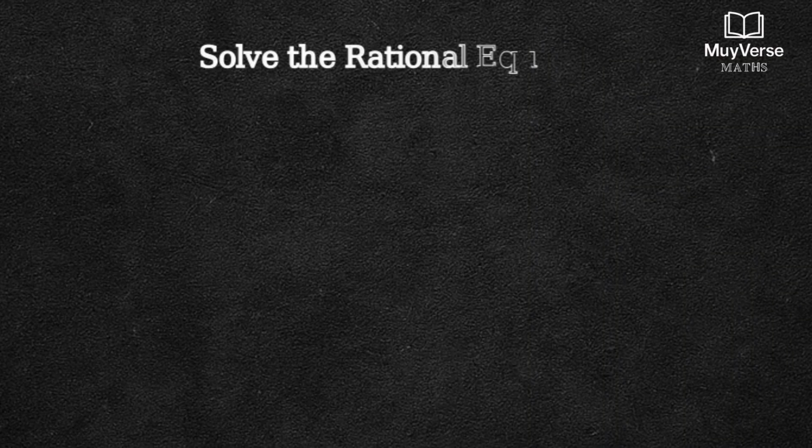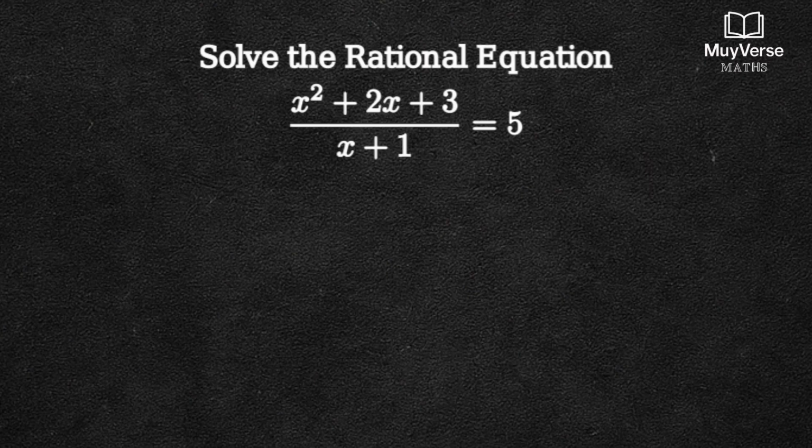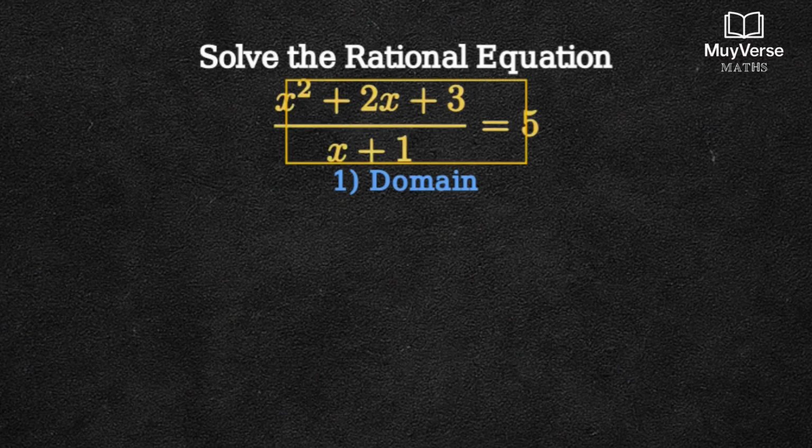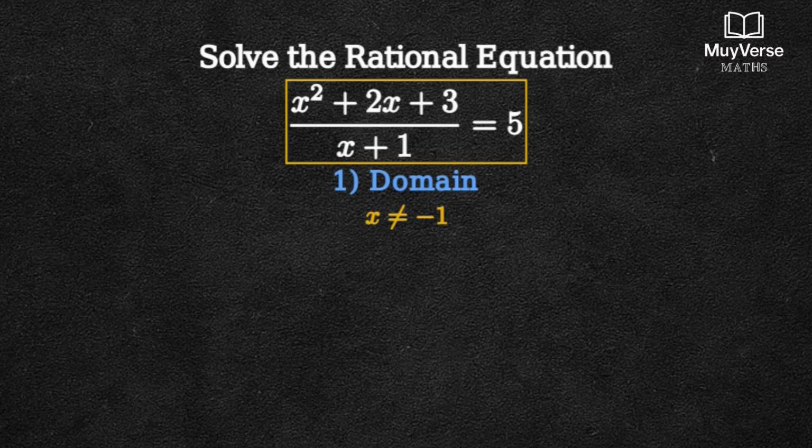Find all real x satisfying the equation. We will move carefully, step by step, and highlight each key move so you can follow along quickly. Step 1. The domain. The denominator x plus 1 cannot be 0. Therefore, x is not equal to -1.